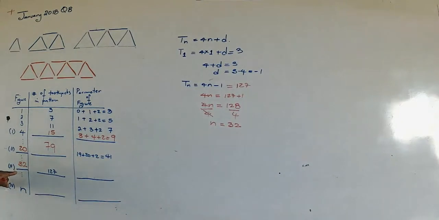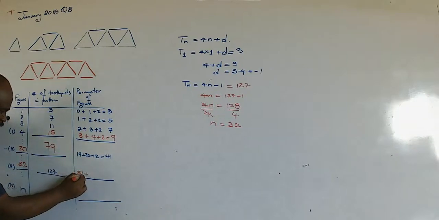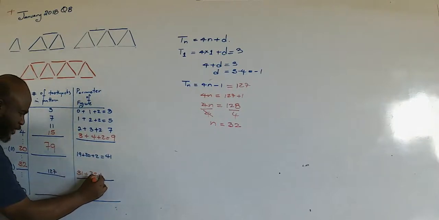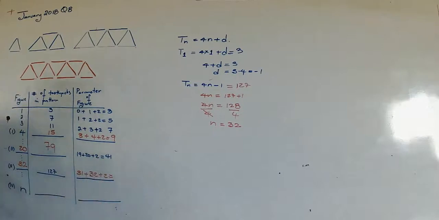If this is 32, the second number must be 32. So the first number must be 31. 31 plus 32 is 63, plus 2, that is how much? 65.